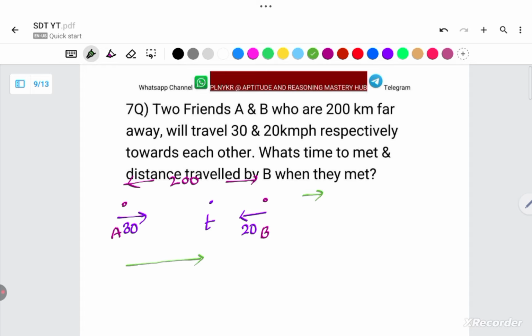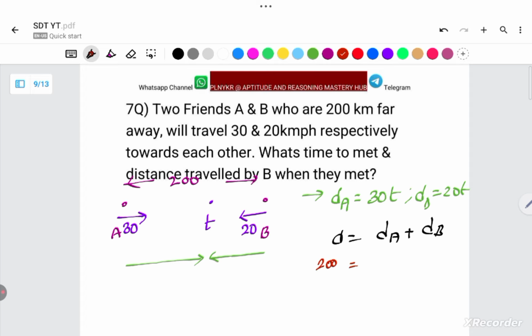A will be the product of speed and time, that is 30 and time is t, so 30t, whereas the distance traveled by B, whose speed we know is 20, will be 20t. We know the total distance between them is 200, so the total distance will be equal to dA plus dB, which is 200 equal to 30t plus 20t.